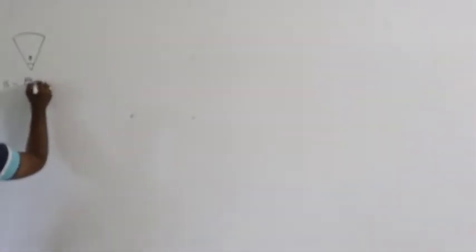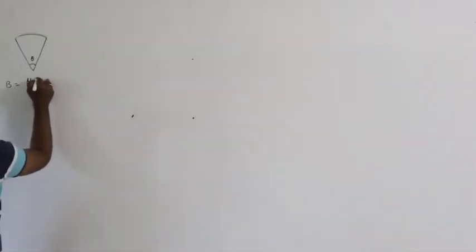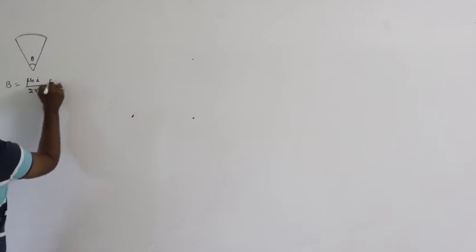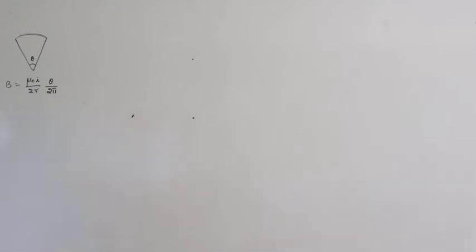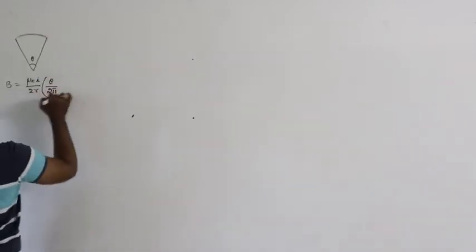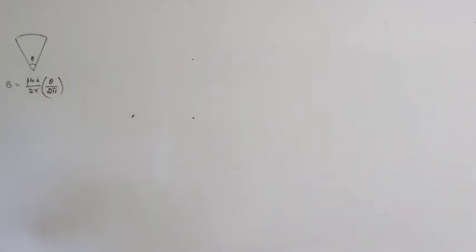What is the magnitude formula? Mu naught I by 2r into theta by 2 pi. This is the magnetic field formula. If we substitute the values of theta, we can get that. So based on that, we can discuss different applications here.